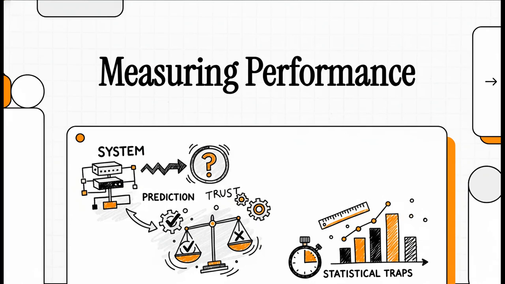Welcome to the Explainer. Today, we are diving into something pretty important. When a system, an AI or some kind of test, makes a prediction, how do we actually know if we can trust it? We're going to break down the tools the pros use to measure performance, and we'll even uncover some pretty surprising statistical traps along the way.